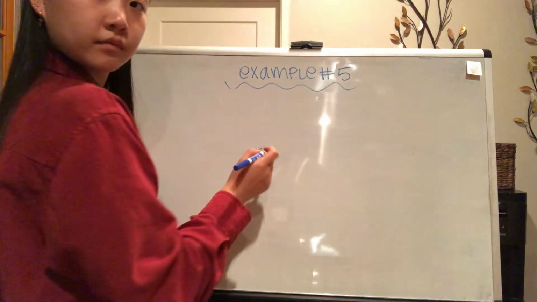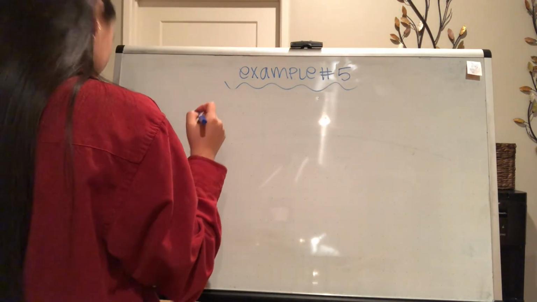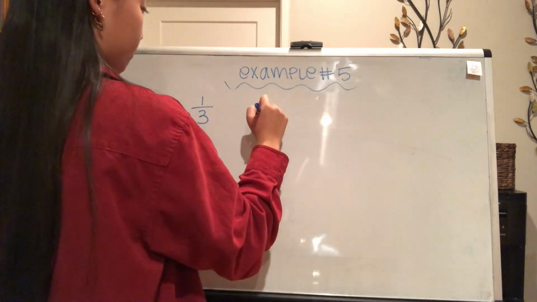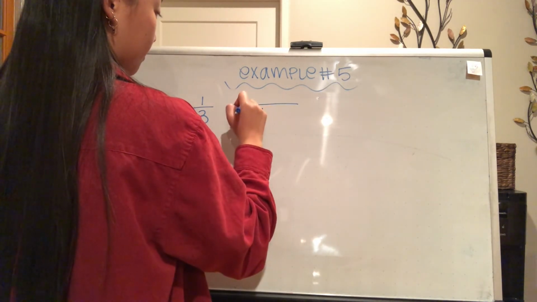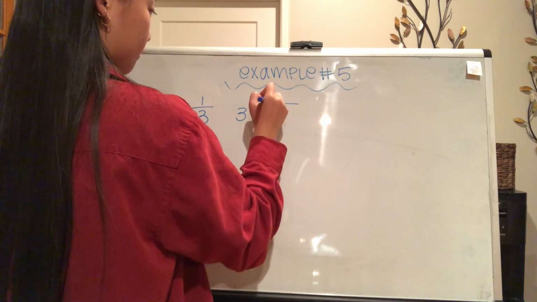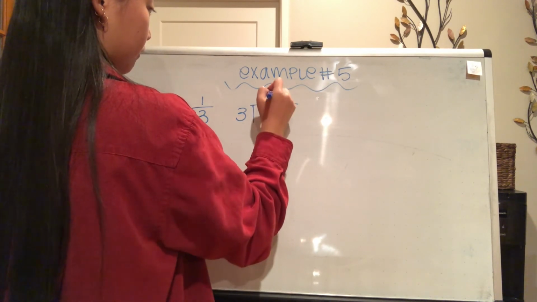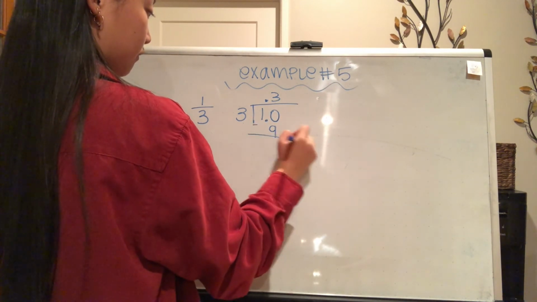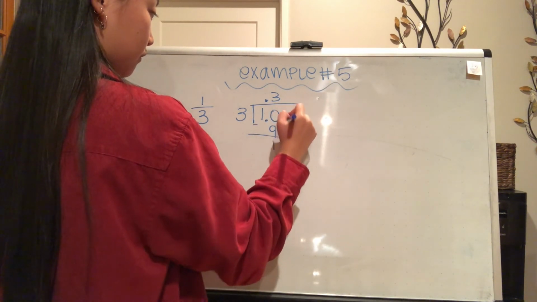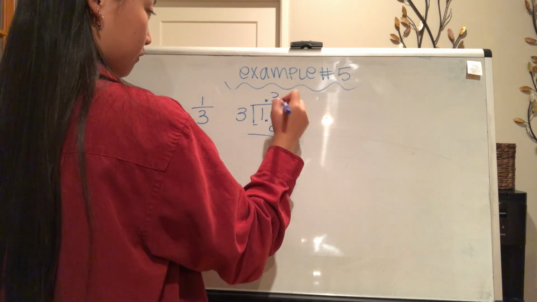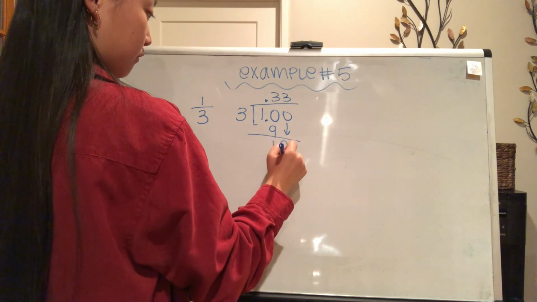And now on to the last example, example number 5. So we're given 1 over 3, and we're going to do long division, so 1 goes on the inside, 3 on the outside, and 3 doesn't go into 1, so you're going to add a decimal and then add a 0. 3 does go into 10 3 times, and that multiplies to 9. When you subtract, you get 1 and add a 0. So 3 goes into 10 3 times.